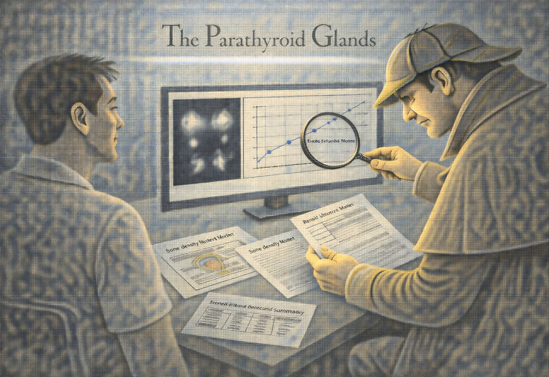Okay, so we've diagnosed it biochemically, we've localized it, now we operate. What are we usually dealing with? 85% of the time, it's a single adenoma. Just one bad apple. About 15% of the time, it's multi-gland hyperplasia. All 4 are acting up.